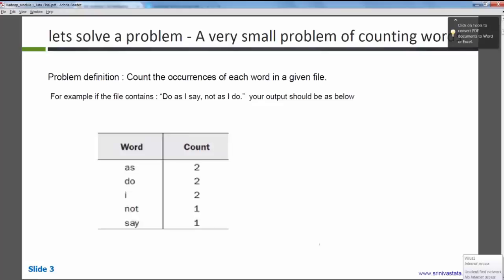If I give only one sentence here, that is fine. But suppose I give a complete book to you, so how do you do that? Suppose the first word you encountered in the first page of the book is "do". Taking "do", will you search the entire book, check for "do" and update the count? That will be a very long process.